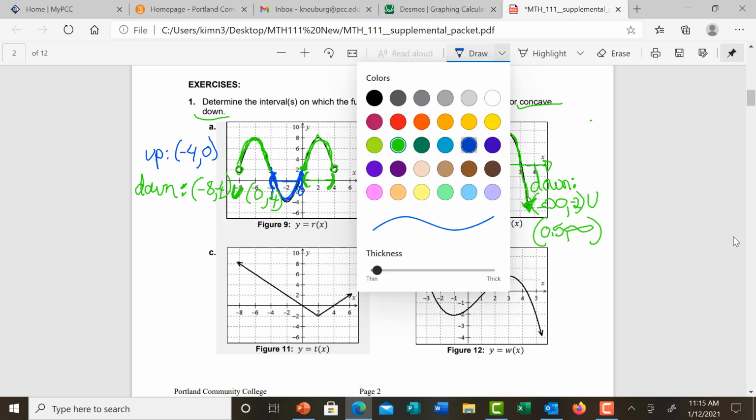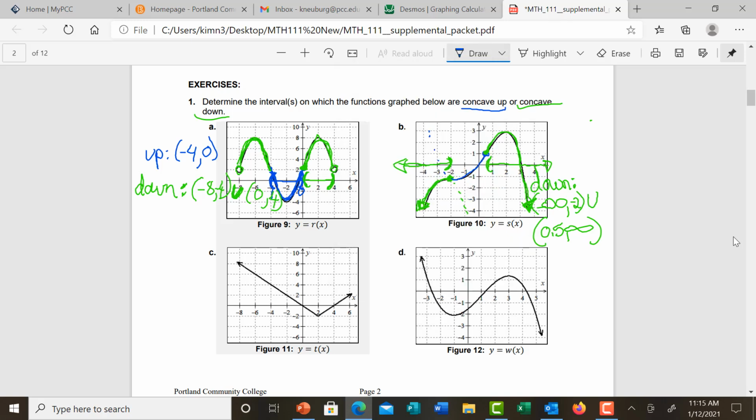Now on this one, we only have a partial bowl for concave up, but we still do have some curve that's curving to open upwards. This section here is concave up, and that's from negative 2 up to 0.5. So we do have a section, even though it's a partial cereal bowl, from negative 2 to 0.5 that is concave up.